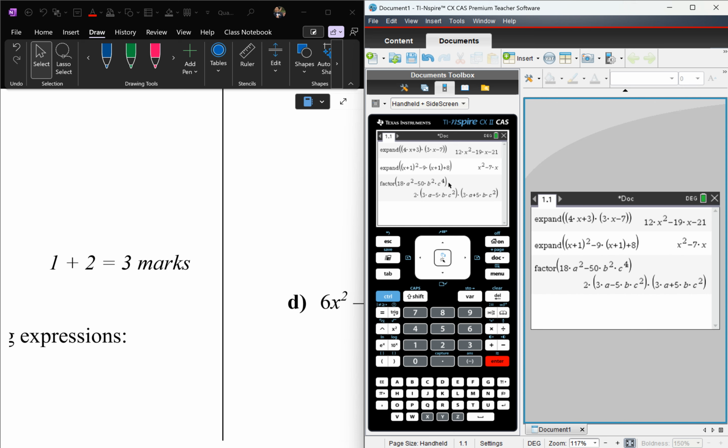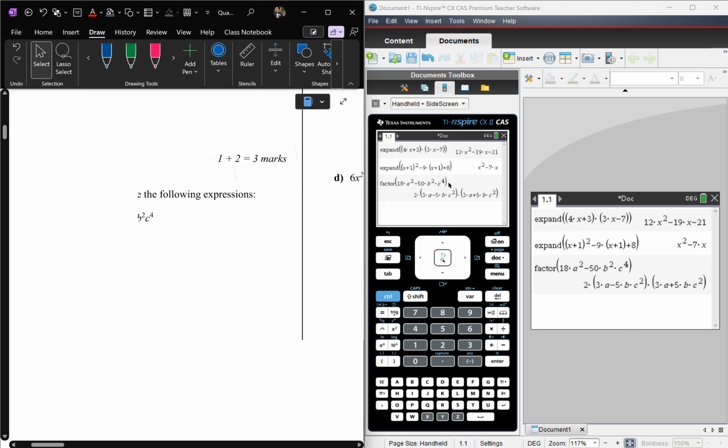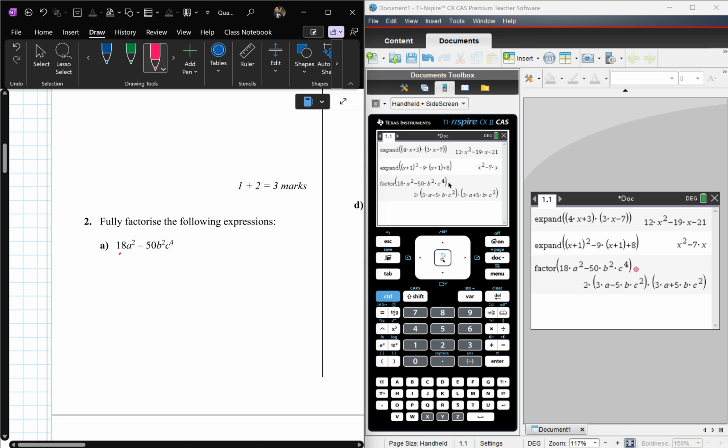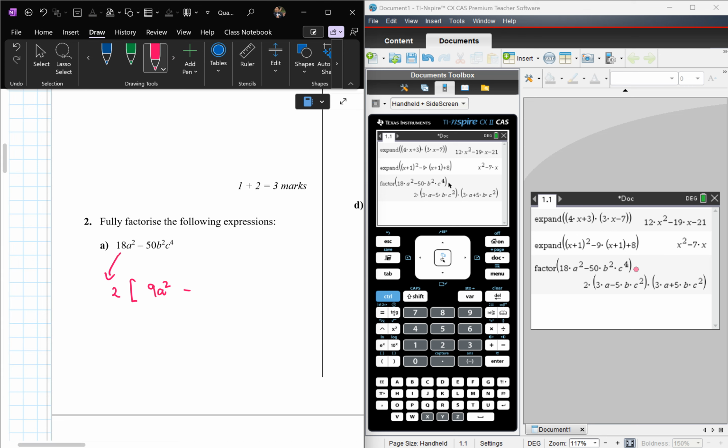Oh, I think what happens is if you take out the common factor 2, then you get a 9 and 25, then you can use difference of perfect squares. So you might want to do that by hand, actually. Try that by hand, see if you can get the same answer. It's a good one. So that one, for those who don't know, here's a little tip. Take out the 2 first. And you should get 9a squared minus 25b squared c4.